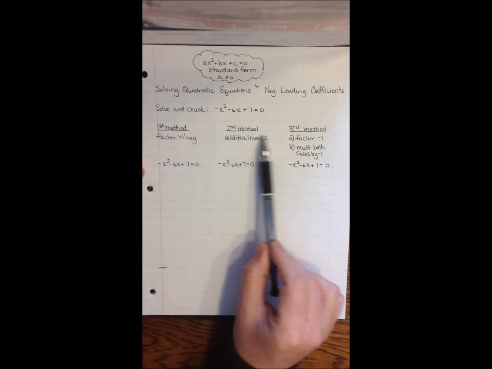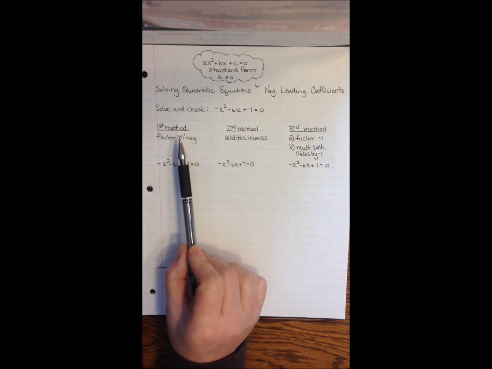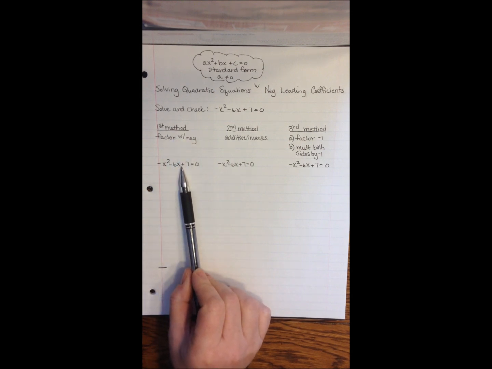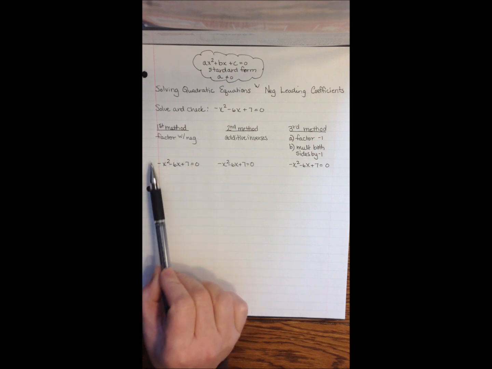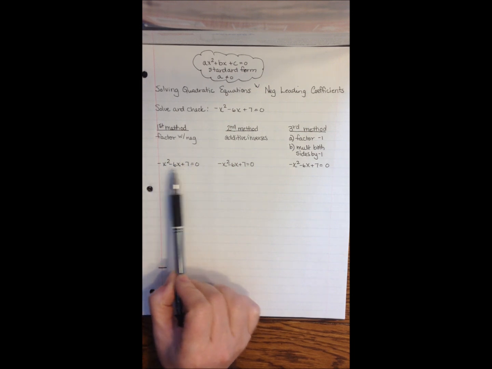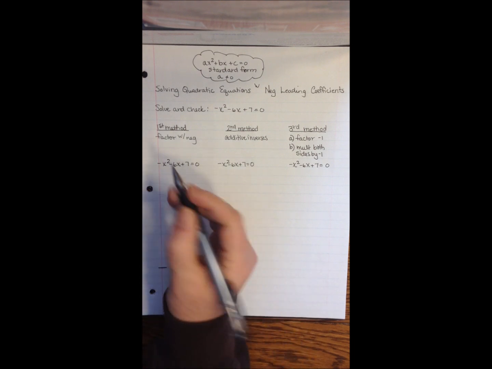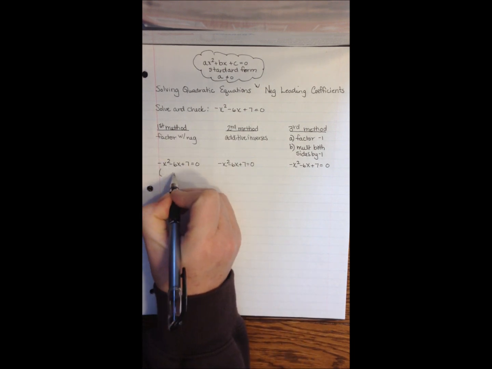And we have several methods to do that. The first one we're going to do is to factor the equation with the negative in place. Now we look at this and we can see that there are no common factors greater than 1, so we're going to go ahead and factor this trinomial into binomials.